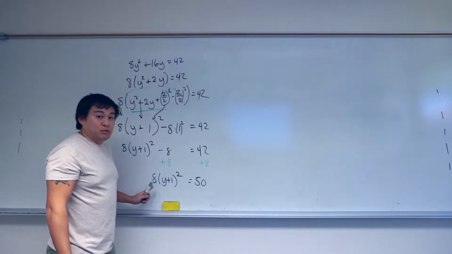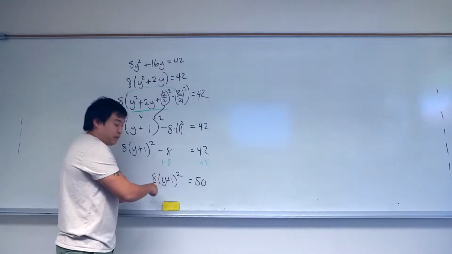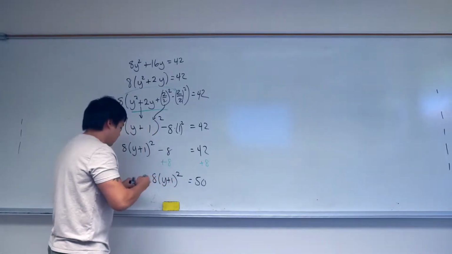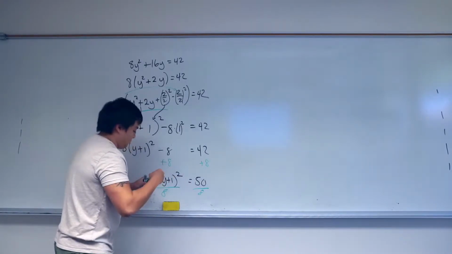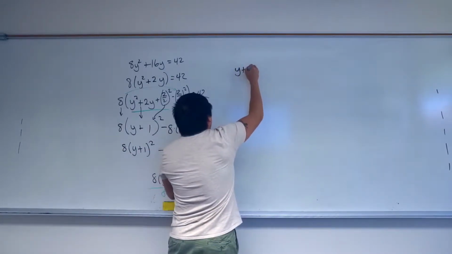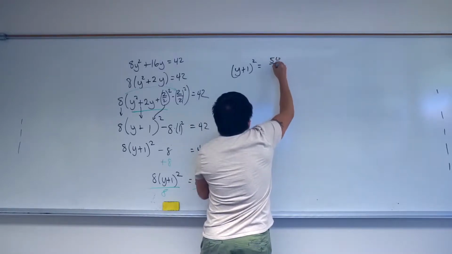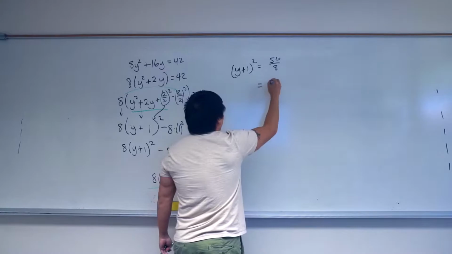Now we can divide both sides by 8, because if we square root both sides first, we're going to have a square root of 8. So let's get rid of that first. To get y plus 1 squared is equal to 50 over 8. Okay, and if you want, that's 25 over 4.